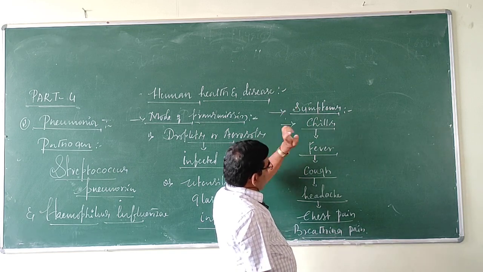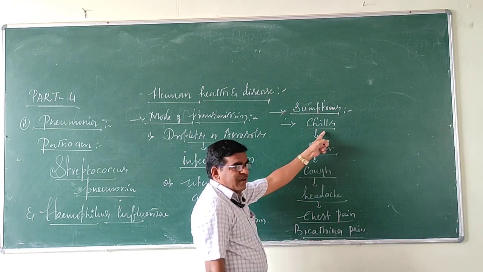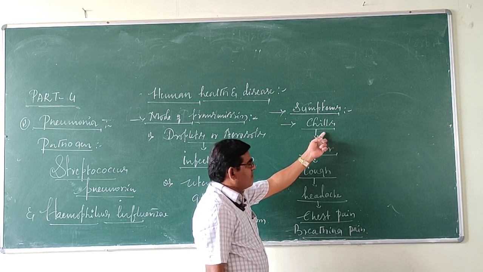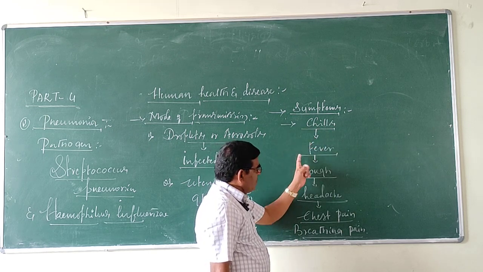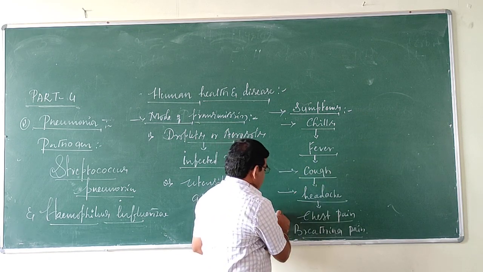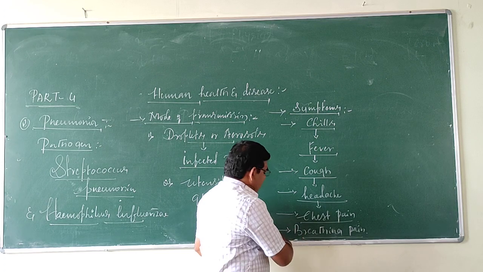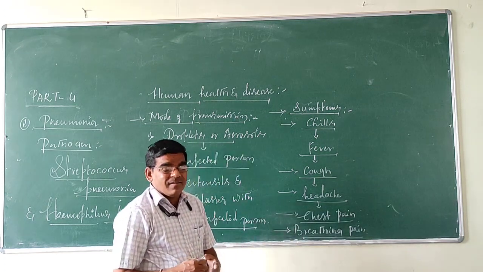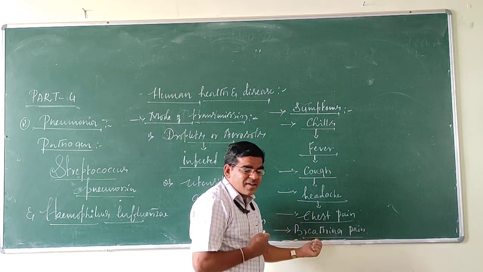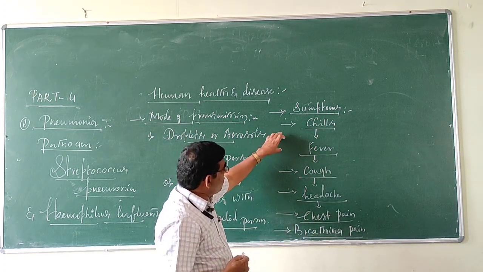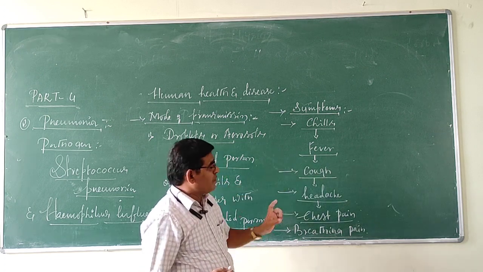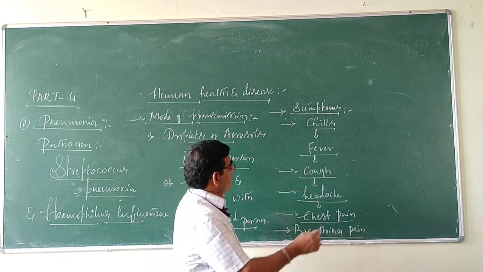So the first one: early infection causes chills. It is followed by fever, then cough, headache, chest pain, difficulty in breathing or breathing pain. At the time of breathing, the pain occurs in the chest. These are the early symptoms of pneumonia.